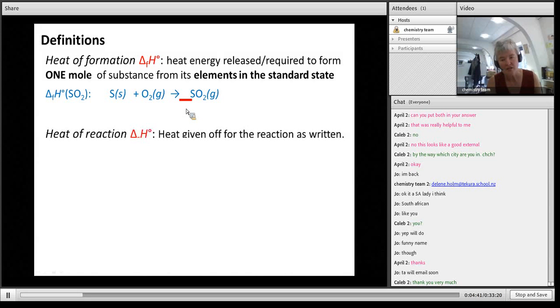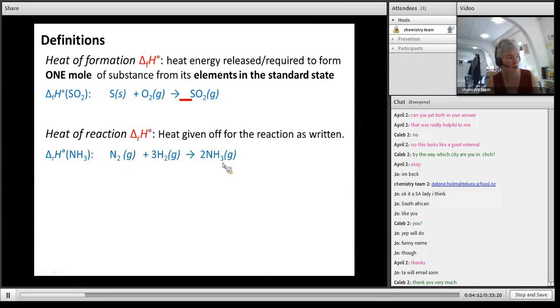Heat of reaction, this is the general one. So it's always for the reaction as written. So if I had doubled this, then this would be the heat of reaction for twice the amount. Or here's an example.